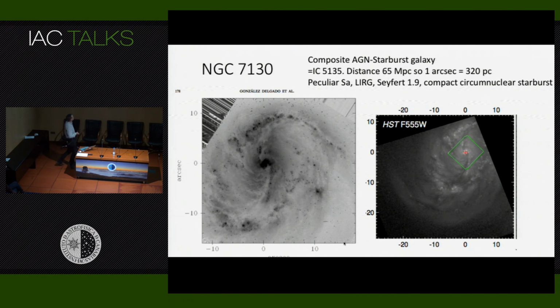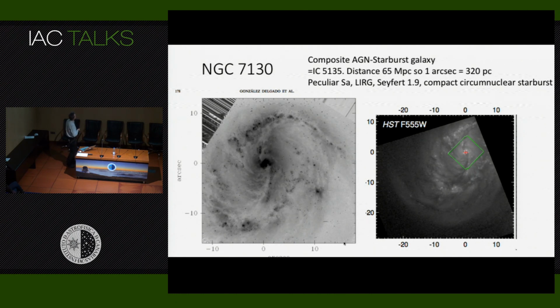So here's our galaxy. This is, as I said, a composite AGN-starburst. The distance is 65 megaparsec, not very close, but reasonable. One arcsec is 300 and a bit parsecs. It's classified as a peculiar SA galaxy. It's a LIRG, a luminous infrared galaxy. It's a Seyfert 1.9, and quite a strong one sitting in the center. And it's got a compact circumnuclear starburst, which is actually a little ring, a tiny little ring sitting in there.